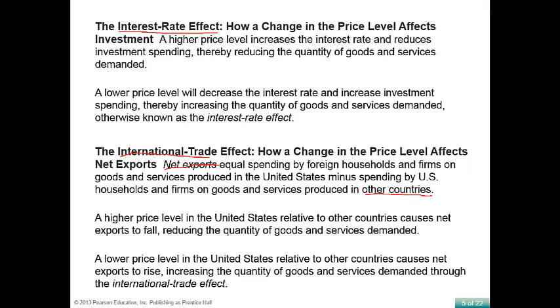A higher price level in the United States relative to that of other countries causes net exports to fall, which will reduce the quantity of goods and services demanded. A lower price level in the United States relative to other countries will cause net exports to rise and increase the quantities of goods and services demanded.